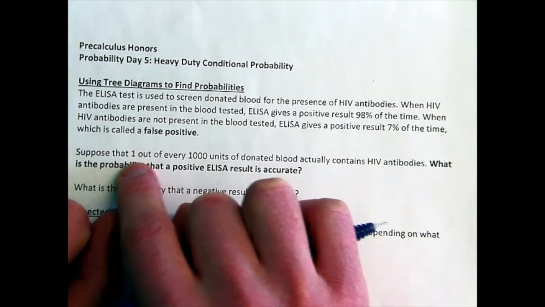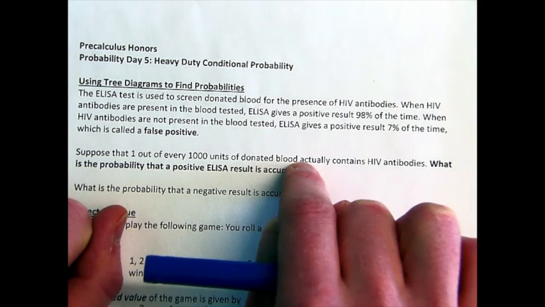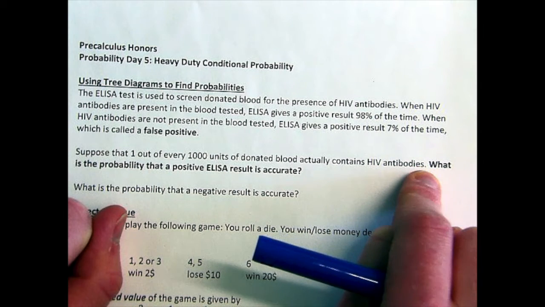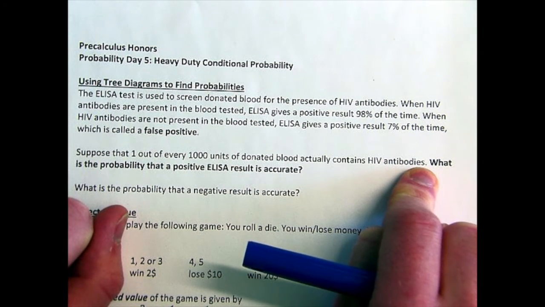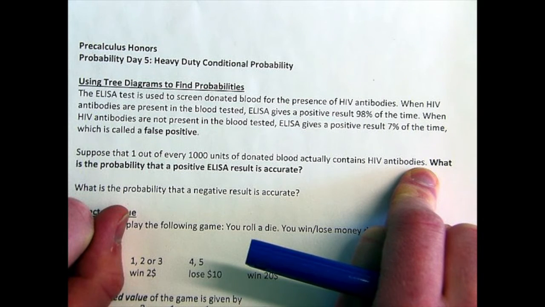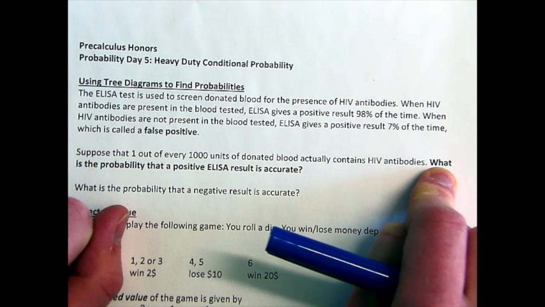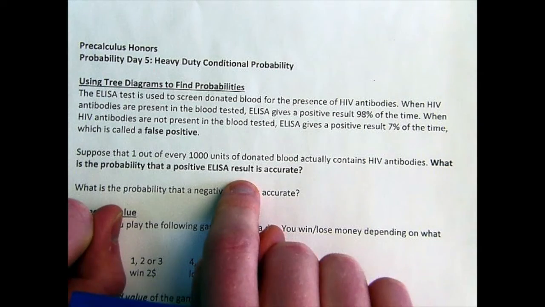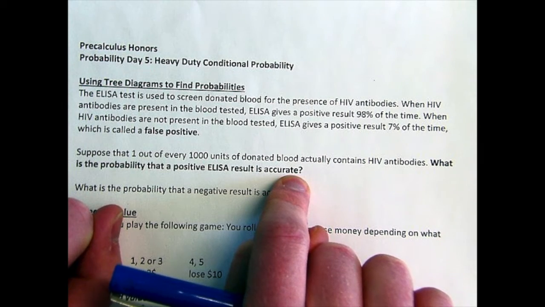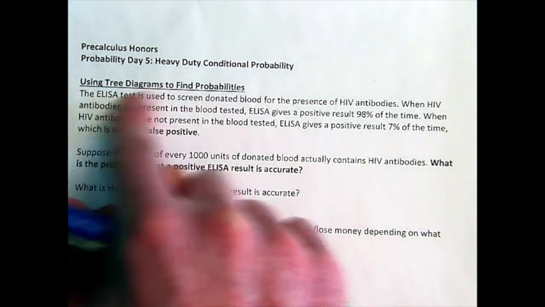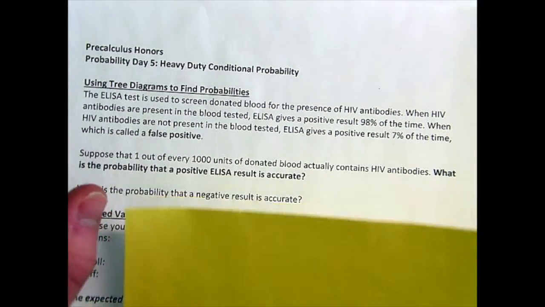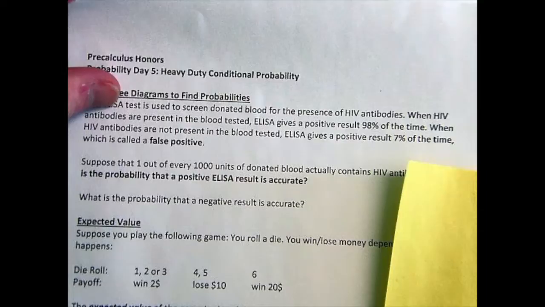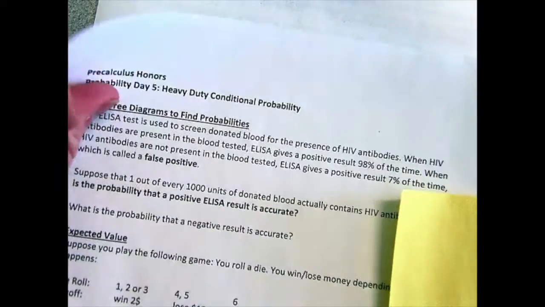Finally, suppose that 1 out of every 1,000 units of donated blood actually contains HIV antibodies. I suppose that means that something like 1 out of every 1,000 people in the population has an HIV infection. And here's the question: what is the probability that a positive ELISA result is accurate? The ELISA test is a real test, but the numbers are a little bit fictitious, though they are more or less in the ballpark of the real figures.